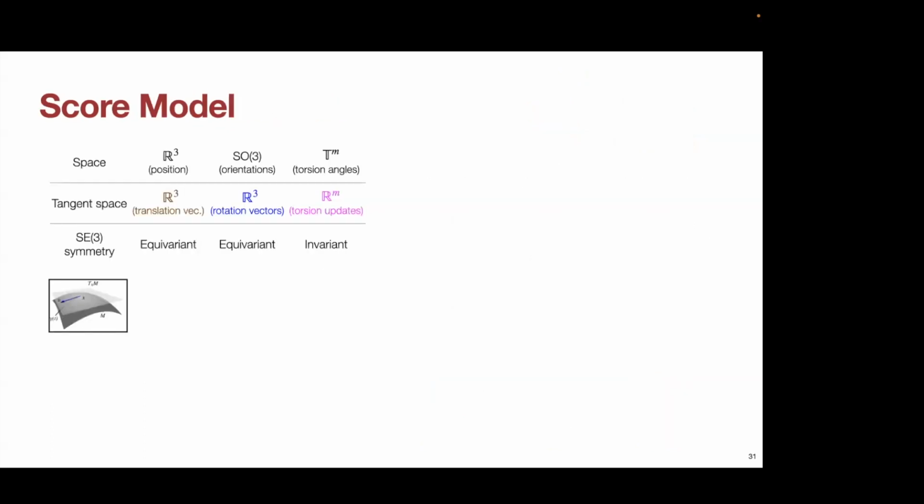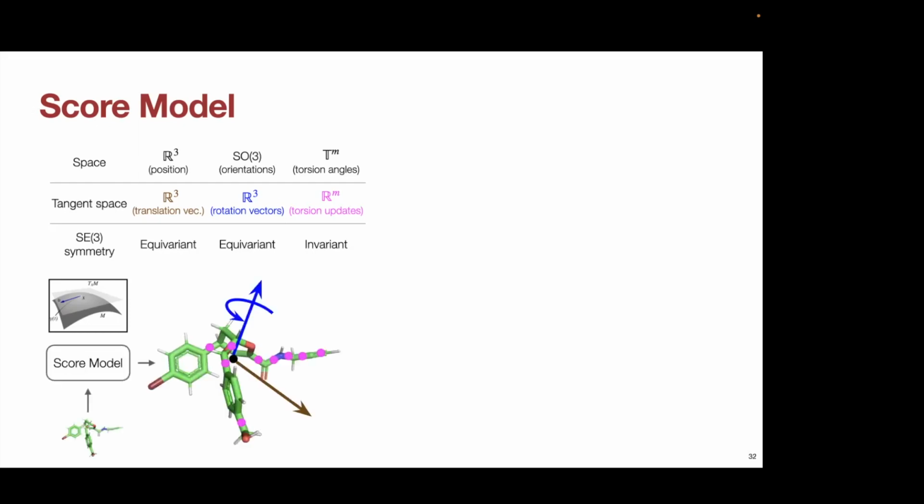All right, so now that we've examined the forward diffusion, how do we learn the score model? So recall that a score model is something that assigns to every point on the manifold an element of its tangent space. And the tangent space is 3 pieces of information: a translation vector, a rotation vector, and M torsion updates. Now, a point on the ligand pose manifold is simply a ligand itself. A score model is something that simply looks at a ligand pose and predicts these 3 pieces of information, which you can very concretely interpret as being instructions for how to update the ligand pose in order to refine it to be a lower noise ligand pose.